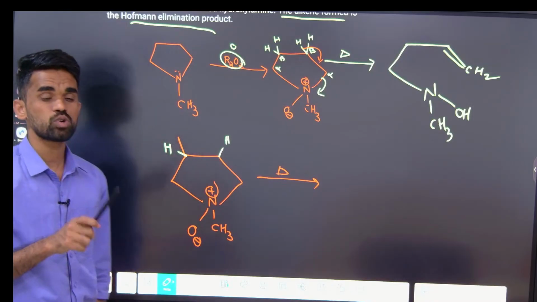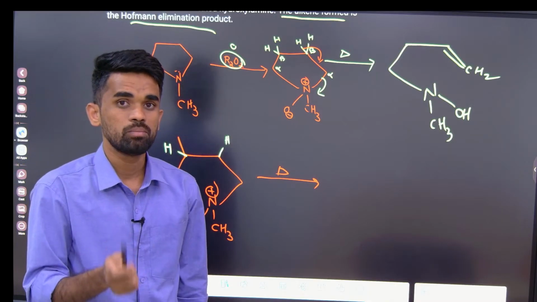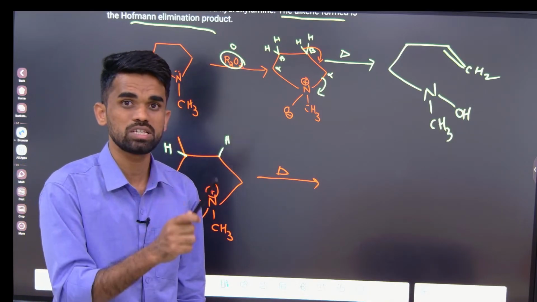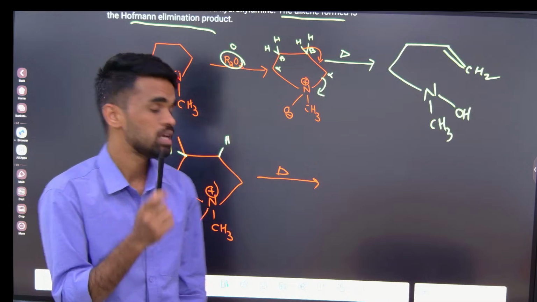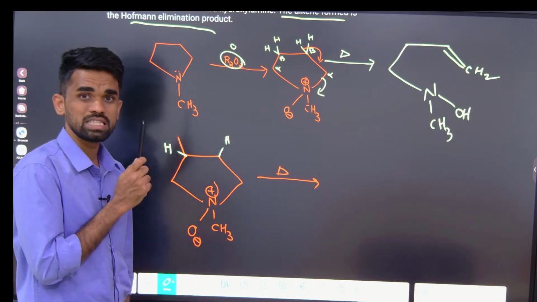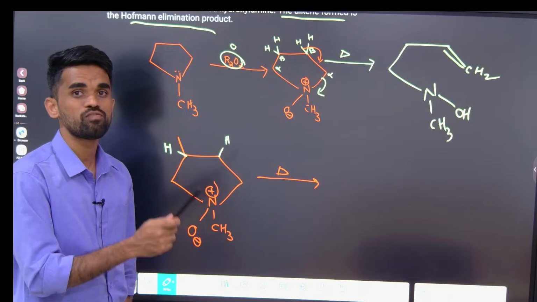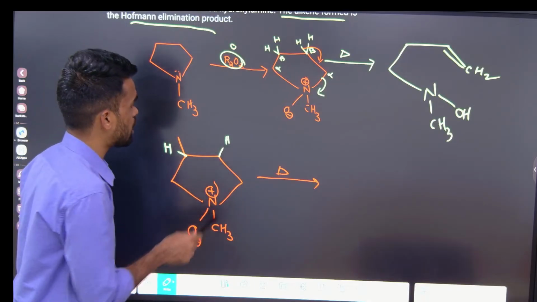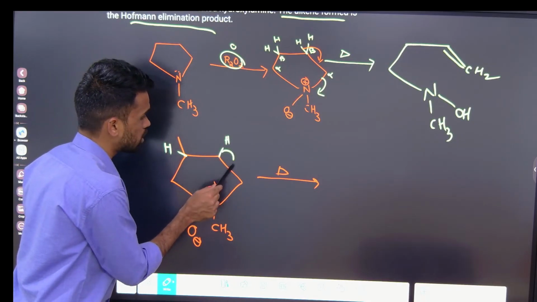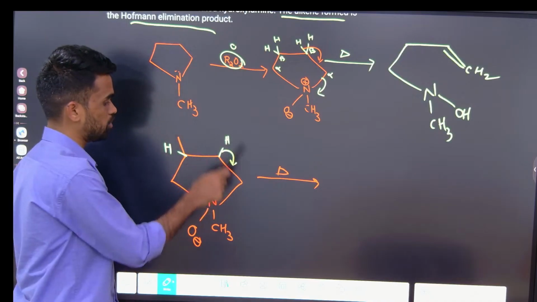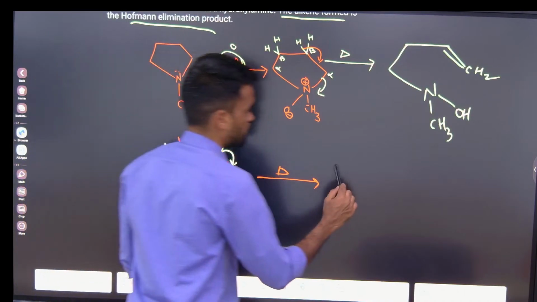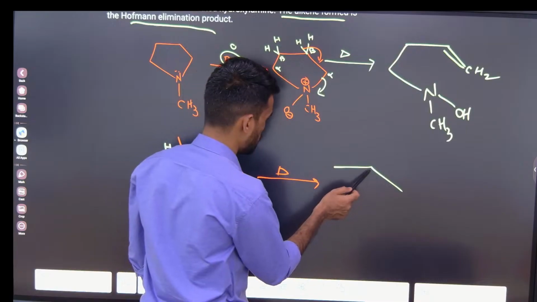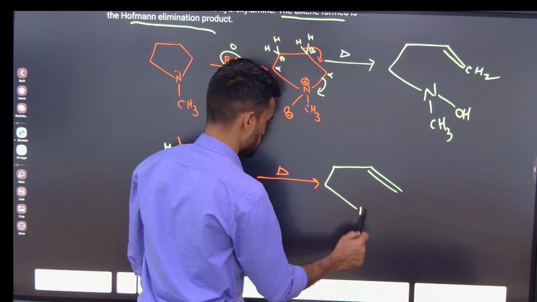We know the Saytzeff product means the more substituted alkene. The more substituted alkene is the major product because it is more stable. But in the case of this Cope elimination, you are going to get a Hofmann product, that is the less substituted alkene. It means this side only, cleaving takes place, like elimination takes place. I will be giving you one more example so that you will feel more clear on this discussion.